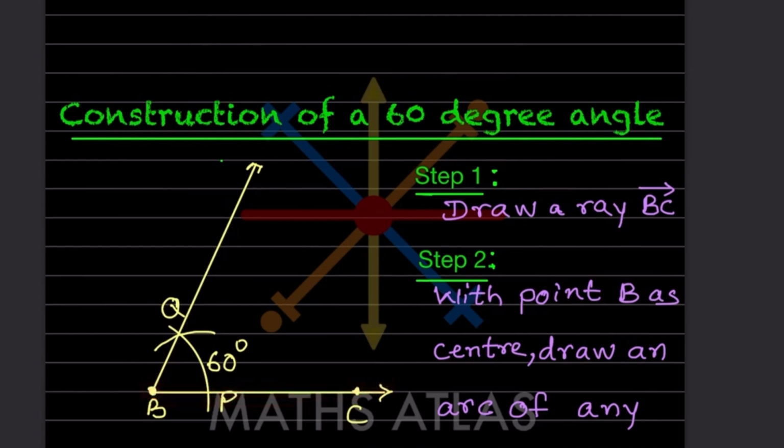Step 2, what is that? With point B as the center, draw an arc of any convenient radius. You can take any radius and cut ray BC at point P. So you will take a point over here, draw an arc of any radius, and cut it, and you can name this anything. I just name this as P. Here this will be the P.